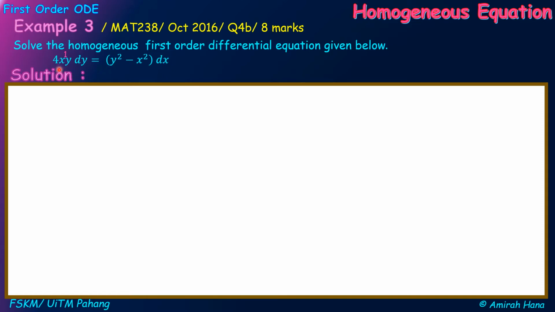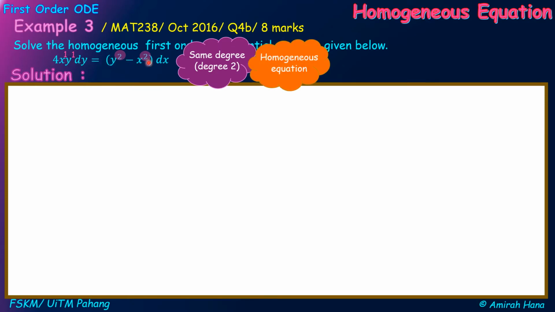Right, from here we have x to the power of 1, y to the power of 1, which means that we have degree 2 here. And then we have y squared and x squared, so this is also degree 2. So now we have the same degree, which is degree 2. So this is a homogeneous equation with degree 2.